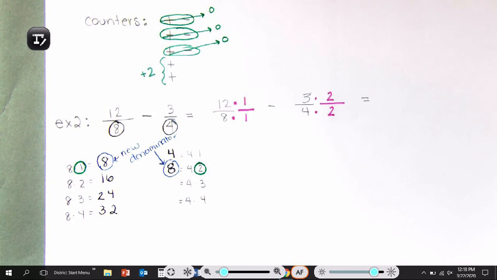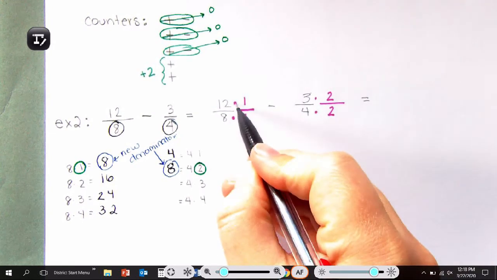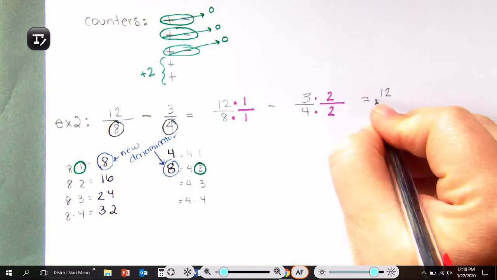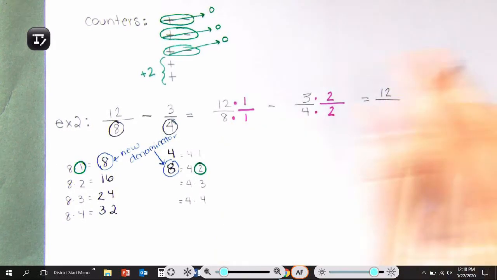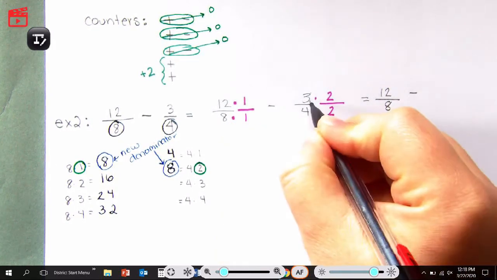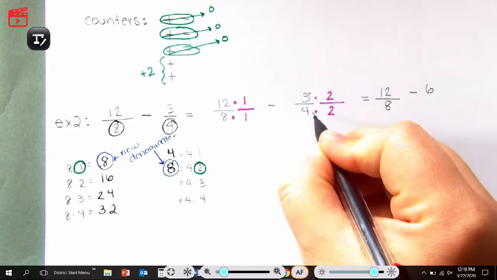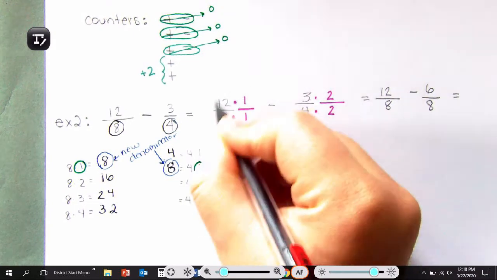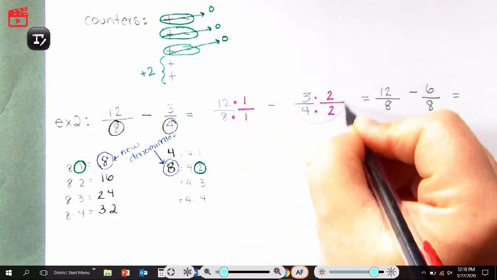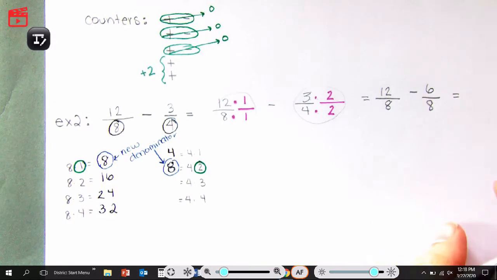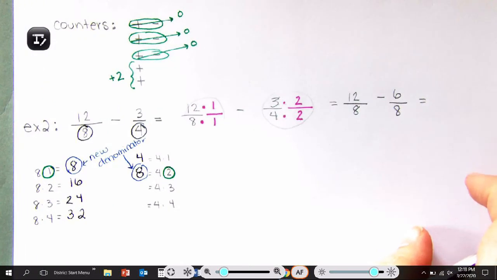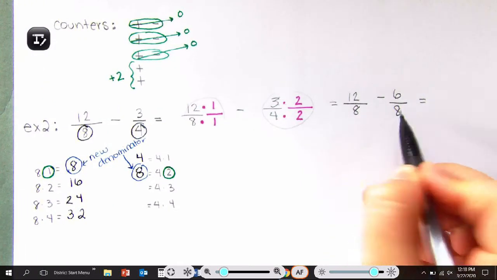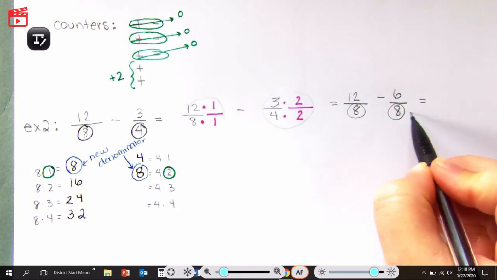And that brings us to step number 5, simplify and solve. So, okay, let's simplify and solve. 12 times 1 is 12. 8 times 1 is 8. 3 times 2 is 6. 4 times 2 is 8. Okay, I'm simplifying this, and I'm simplifying this. My minus has not changed, it's still there. Okay, now I'm going to have common denominators, so my denominators are the same, so I'm doing nothing with them.